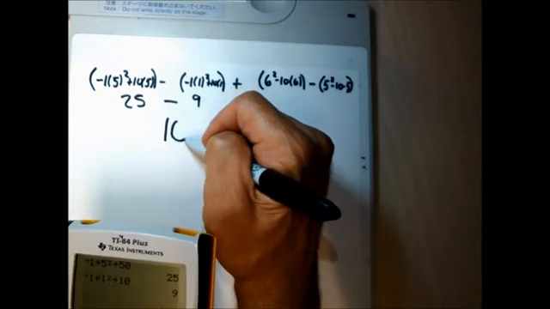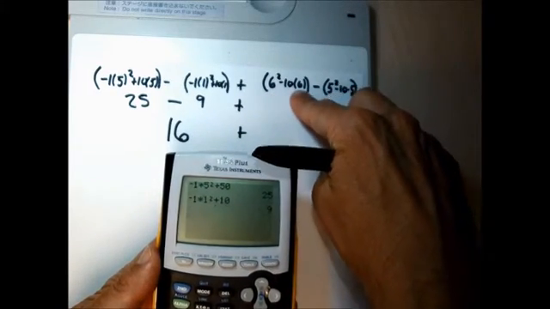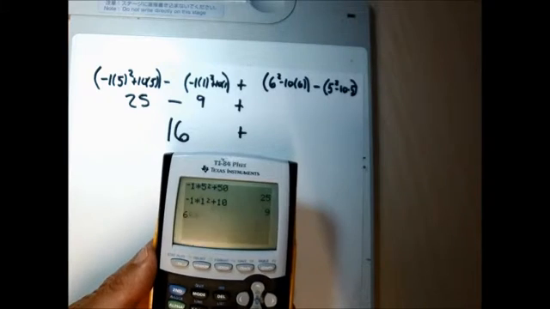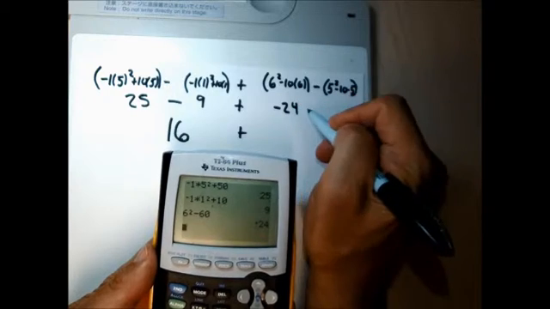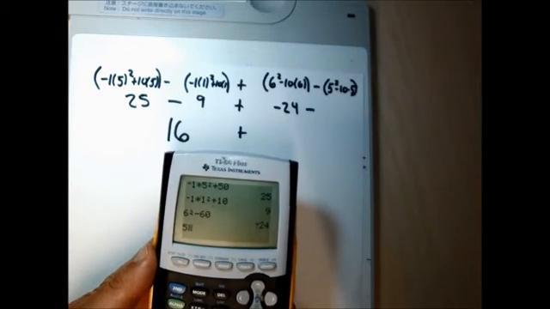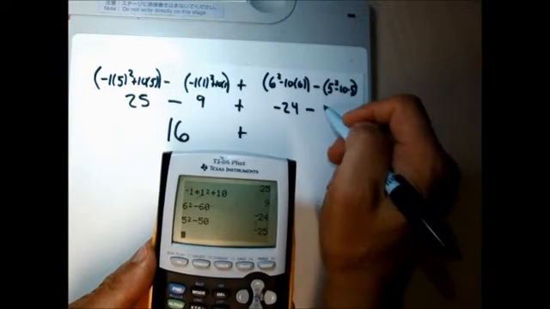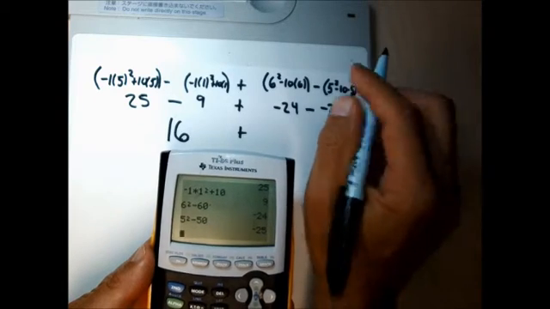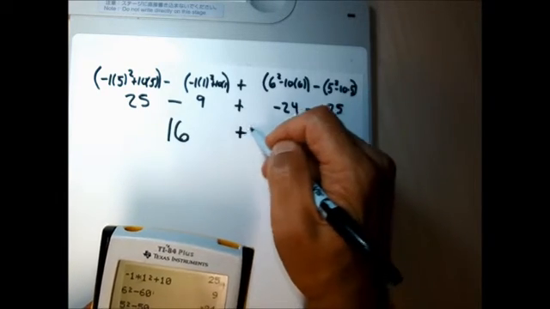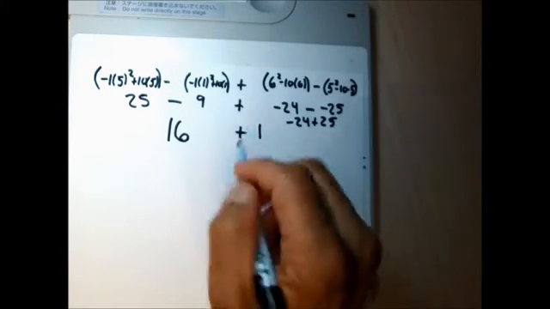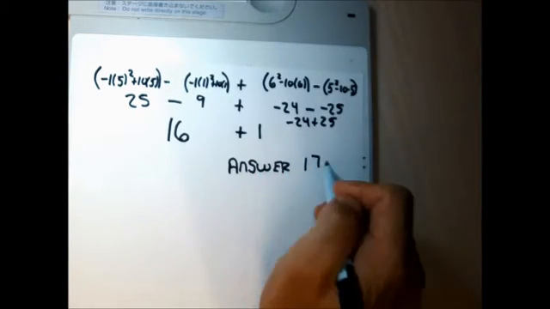So the first area is 16. For the second area, this is going to be 36 minus 60. So 6 squared minus 60 is a negative 24. And then minus 5 squared, that's minus 5 times 10 is minus 50, which is minus a minus 25. And that's going to be minus 24 plus 25, which is a positive 1. So the combined areas, my answer to this problem, is going to be 17.